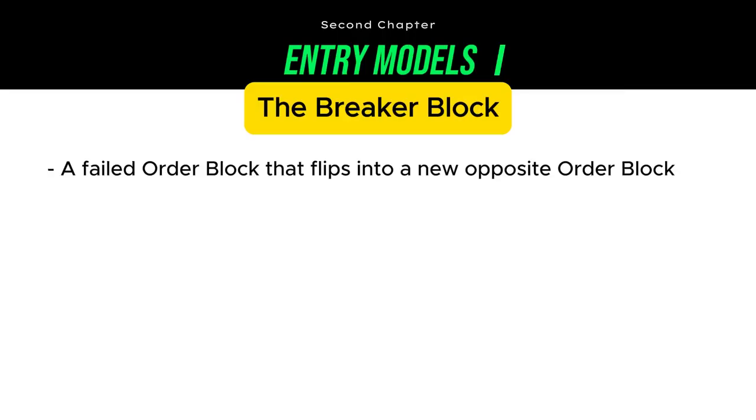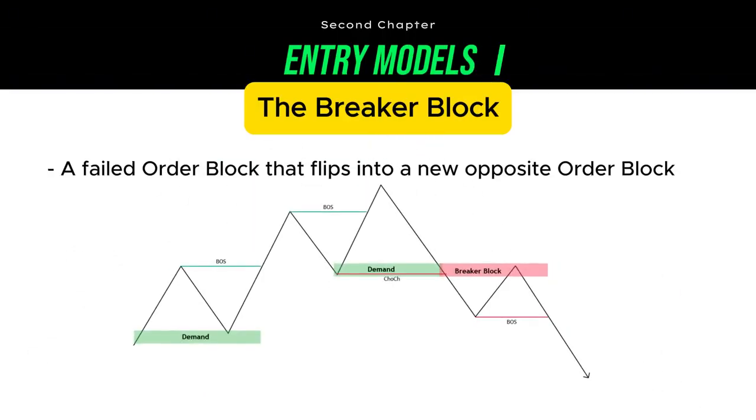The next concept we are going to cover is the breaker block. A breaker block is an order block that failed to hold and flips into a new order block for the opposite trend. For the sake of simplicity, the order blocks are the supply and demand zones, and this is how it works. In an uptrend, we are going to use a bearish breaker block.